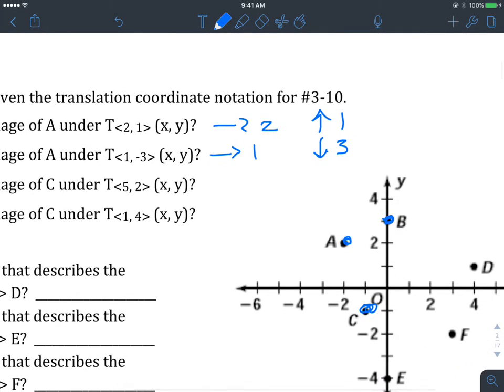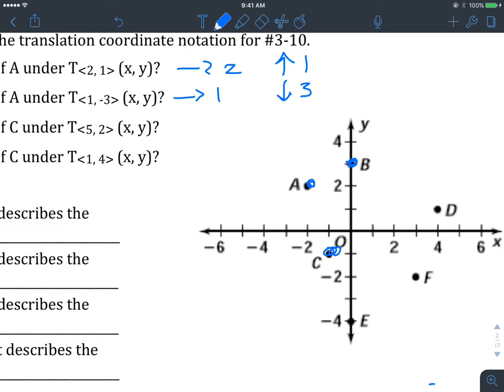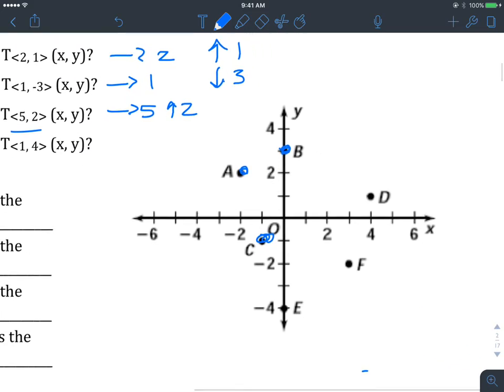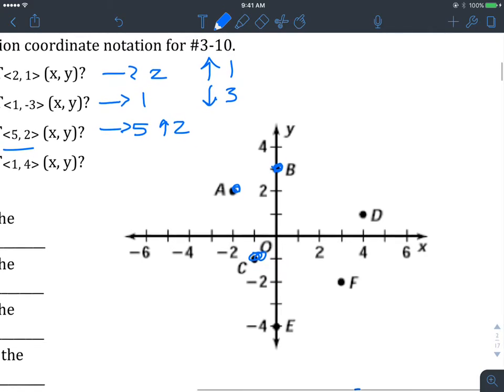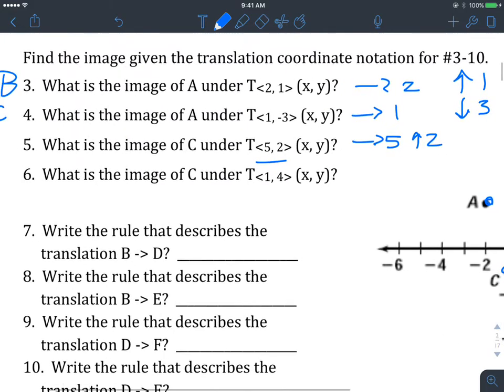All right, now let's take C, and then we will go translation right 5, and then up 2. So where are we starting again? C, right 5: 1, 2, 3, 4, and then up 2. That'd be point D right there.